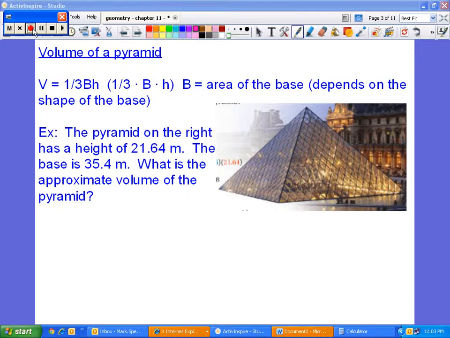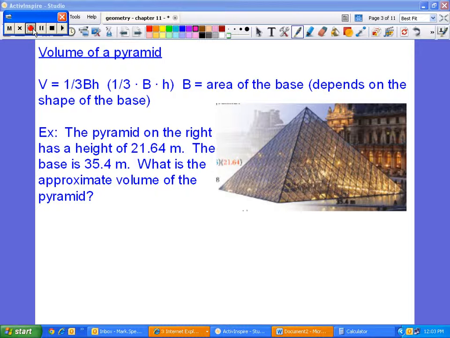So a triangular base, the area would be what? What's the formula for the area of a triangle? 1/2 base times height. It's a square, area of the base. Length times width, or actually if it's a square, it's actually side squared.